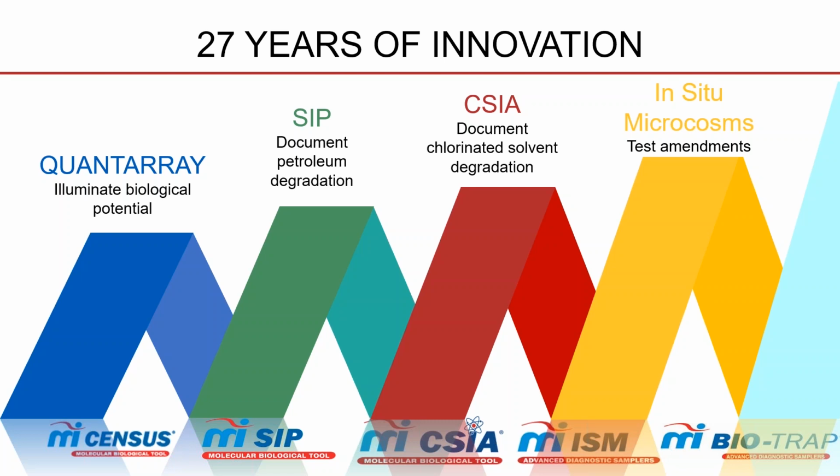Sam's going to really get into a lot about the compound specific isotope analysis today and how we can use that to document chlorinated solvent degradation, particularly in focus with vapor intrusion. And then we do have some other tools called biotrap samplers that we can use in a variety of ways to test different amendments, and we routinely do this with a lot of the REGENESIS products.